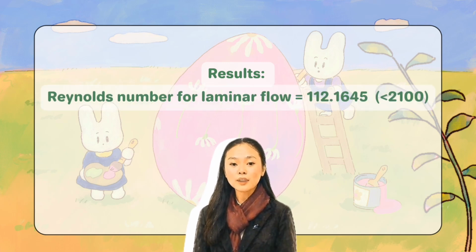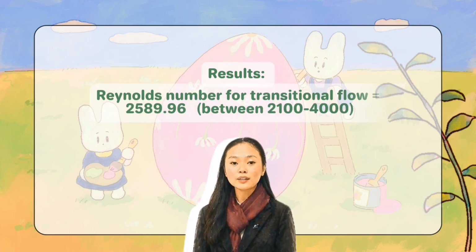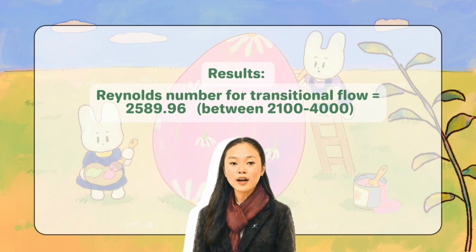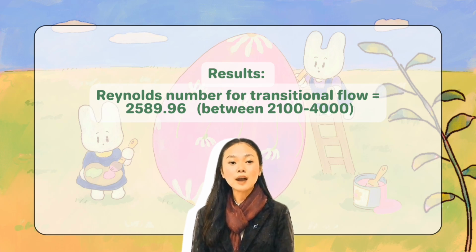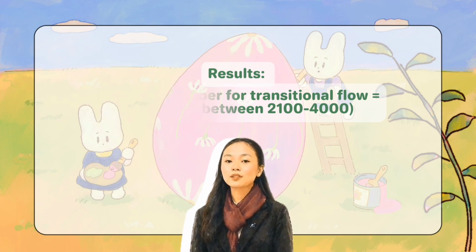For laminar flow, we recorded a Reynolds number of approximately 114, which is well below the 2100 limit. For transitional flow, as we increased the flow rate to roughly 2.8 × 10^-5 cubic meters per second, our Reynolds number jumped to the 2050 to 2631 range, fitting within the 2100 to 4000 transition zone.